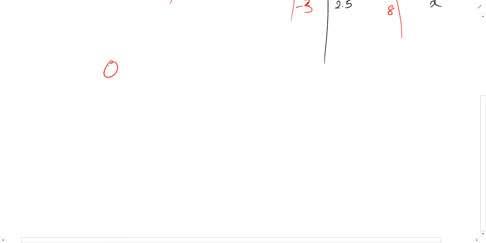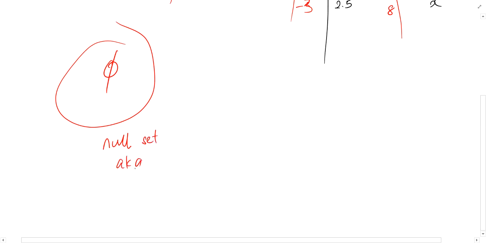What does this symbol mean? A 0. This is not 0. What does this? This is null. N-U-L-L. It refers to a set. This is the null set, otherwise known as the empty set. This is a set.